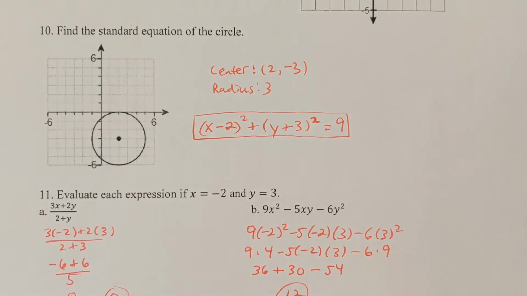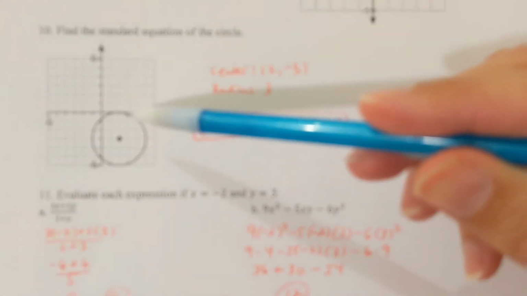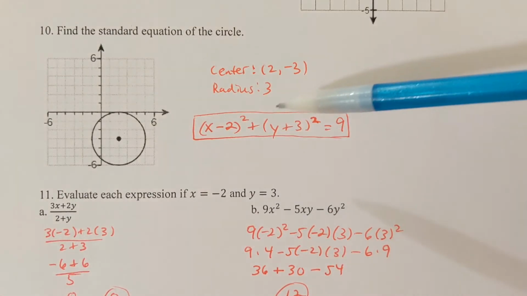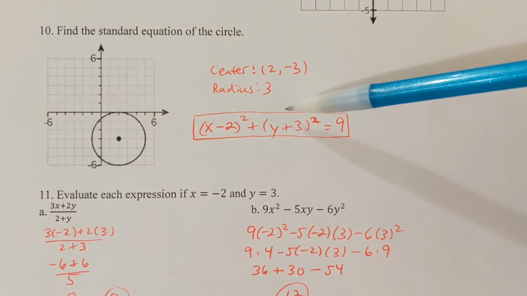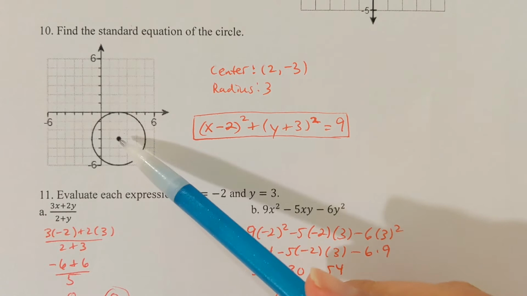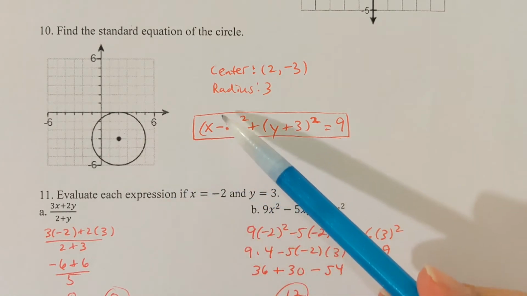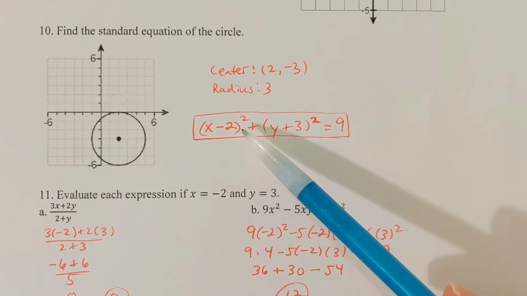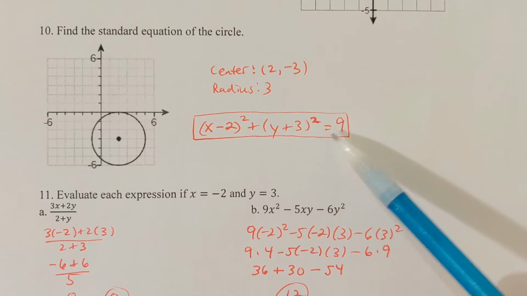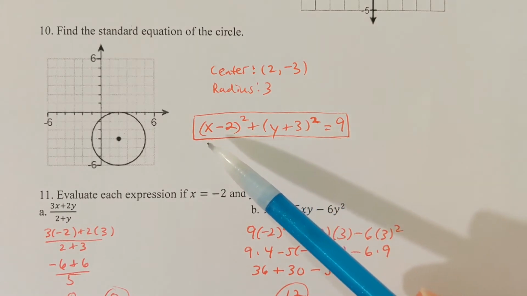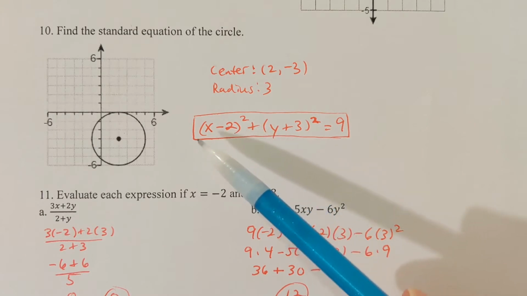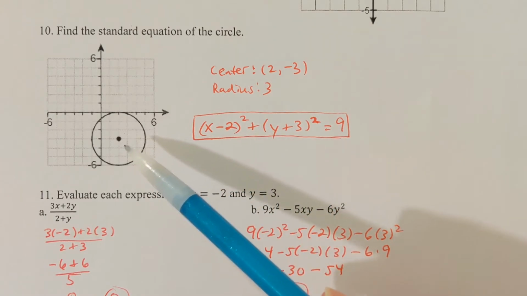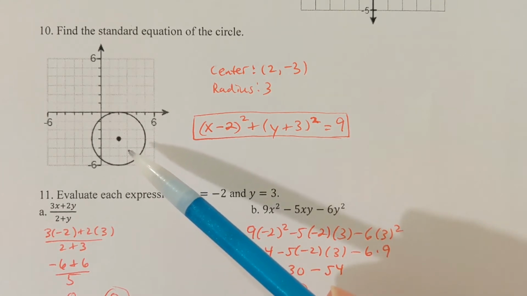Okay, problem 10. Find the standard equation of the circle. So here I've got a circle centered at (2, -3) with a radius of 3. So (2, -3) is my h and k value. (x - h)^2 + (y - k)^2 = r^2. In other words, (x - 2)^2 + (y - (-3))^2, which is (y + 3)^2, = 9 is the equation.